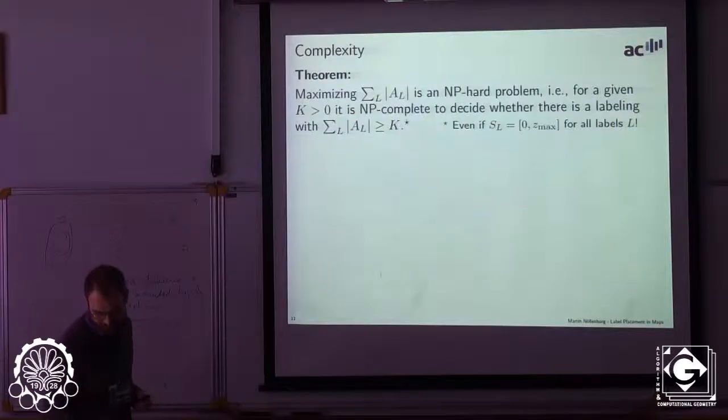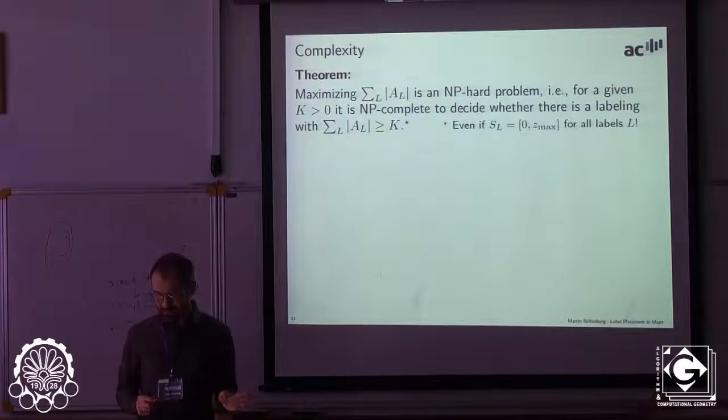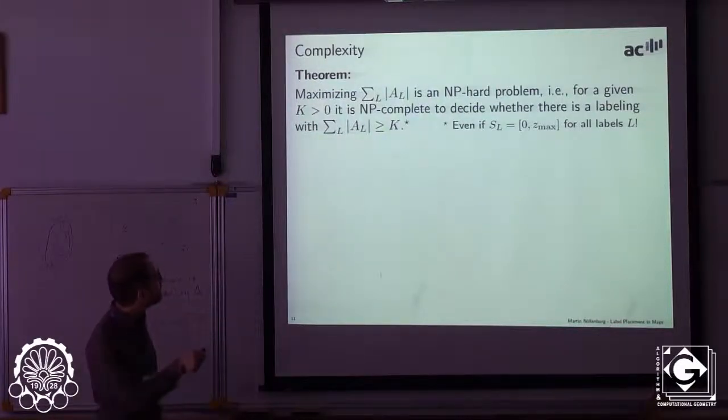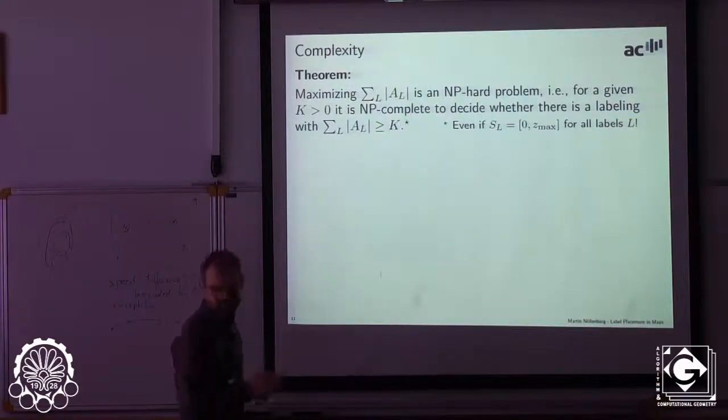Okay, so first we studied the complexity of this problem and showed that it's an NP-hard problem to decide for some given k whether we can find a feasible labeling that has at least this value k. And this even is true if all the labels are available all the time, from 0 to z max.